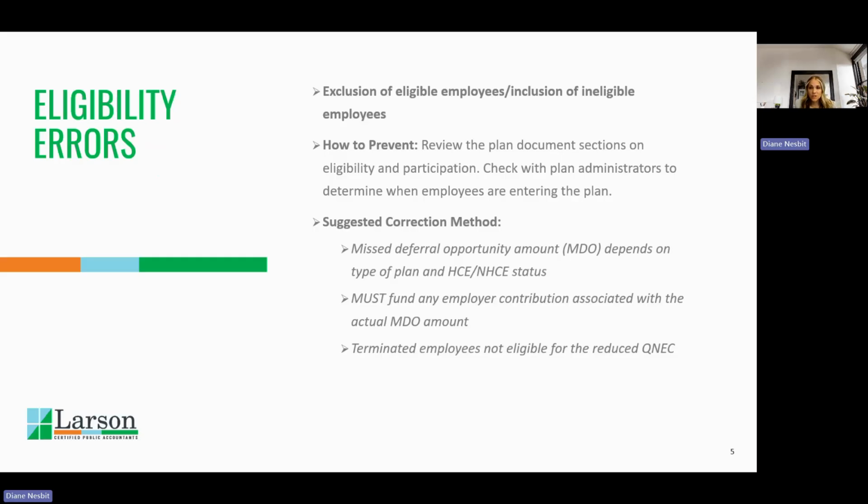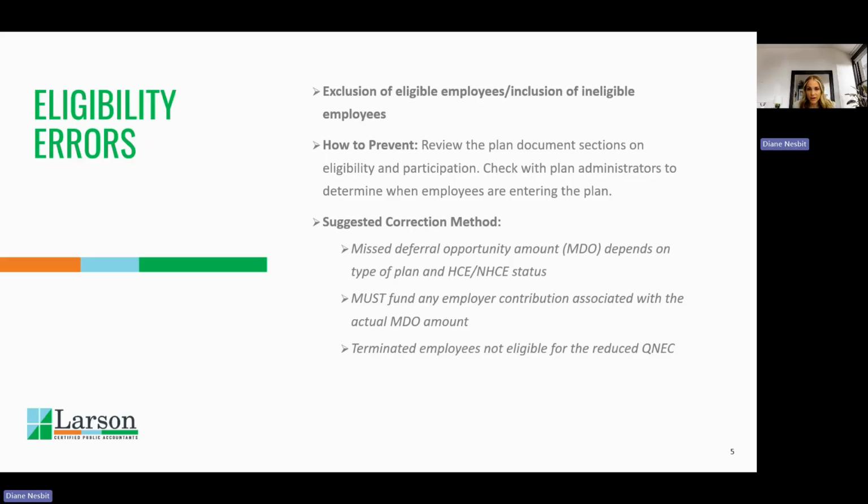So some ways to prevent this: make sure that you're reviewing the plan document sections regarding eligibility and participation, and that there's regular training for those plan administrators and people who are determining when employees are entering the plan. That could be a payroll manager, but make sure that we understand the plan document sections on eligibility and participation, and those who are determining when employees are entering the plan understand that.